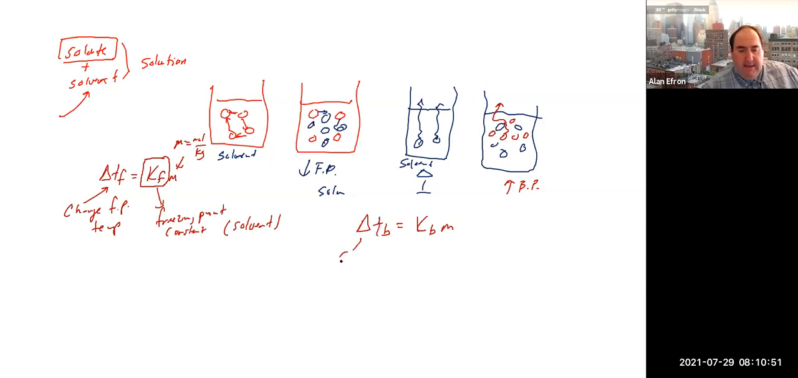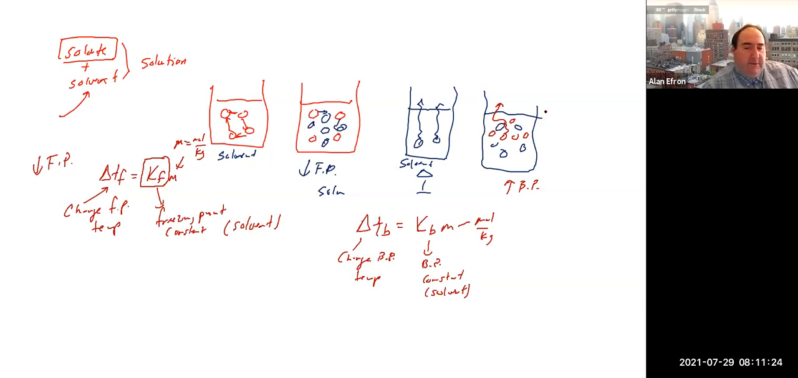And again, change in the boiling point temperature. Our boiling point constant also based on the solvent. And again, our m, which is our molality, which is moles per kilogram. Now, when we talked about freezing point depression, it means basically the freezing point goes down in comparison to the solvent by itself.